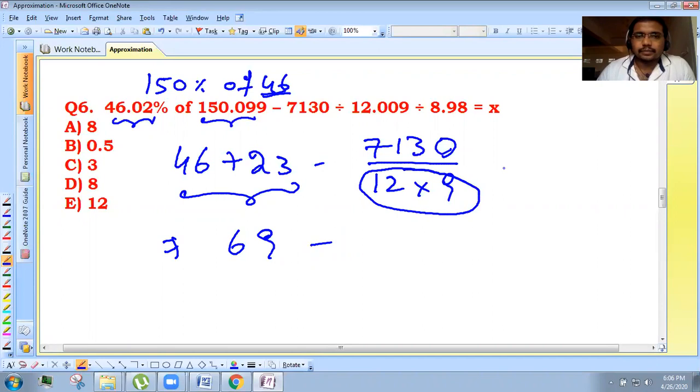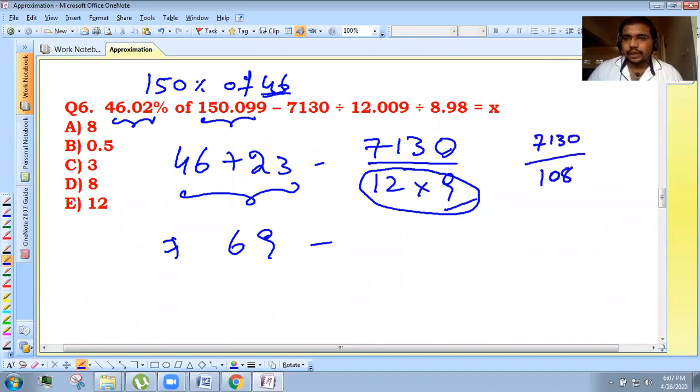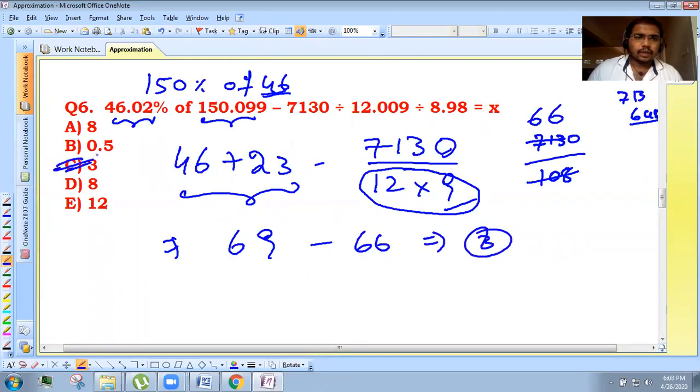108. How many times cancel? This is exactly 108. So 7130 by 108. Is it 7 times cancel? No, only 6 times cancel. 6 into 108 is 648. And 648 to 713. Again only 6 times cancel. So here 6 times, 66. Then the answer is 3.